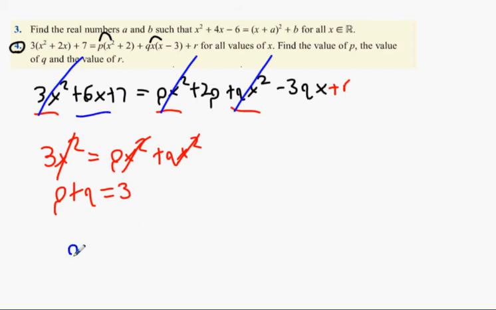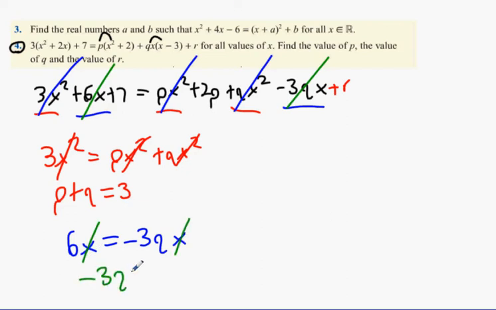6x on the left hand side is equal to what? Minus 3qx on the right hand side. And what happens then? The x's cancel. And after the x's cancel, minus 3q equals 6 divided by minus 3. q equals minus 2.